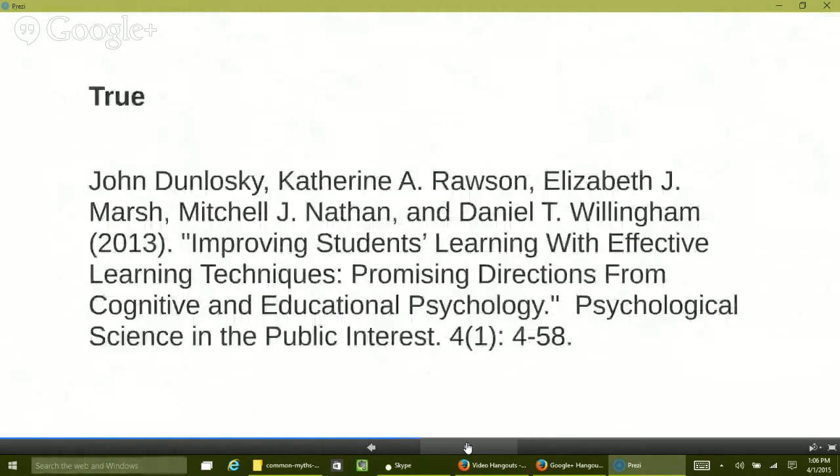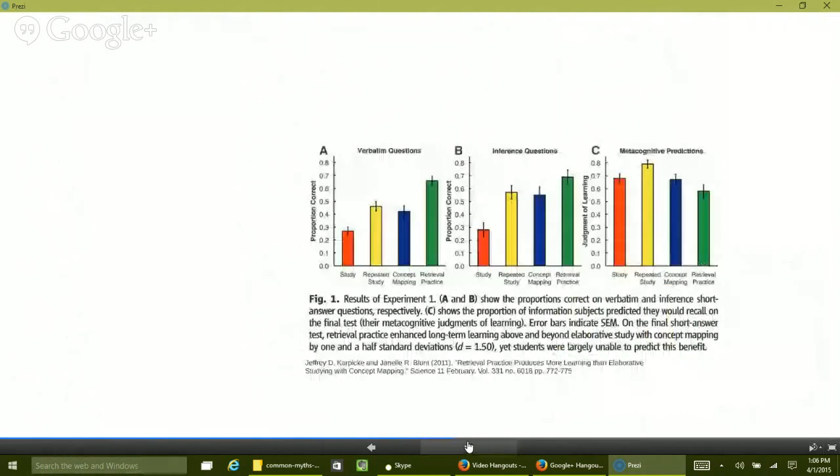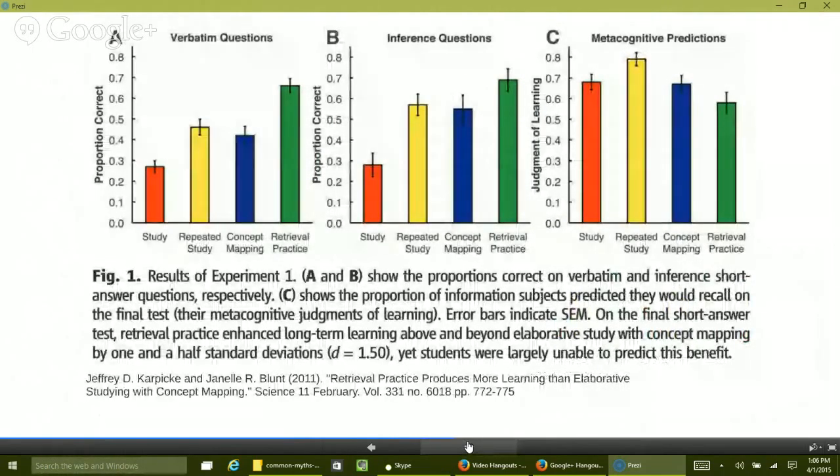And in fact, this is true. There have been a number of studies of this. Again, Dunlosky, Rawson, Marsh, Nathan, and Willingham is probably the best known one. But let's look at some of the tables from there. They randomly divided students into several groups. In one case, they just studied the material once after it was presented. In another case, they repeated study, so they studied it in 2 separate sessions. In the third case, they used concept mapping, where students had to create concept maps. And in the other case, they just gave them a short quiz on the material.